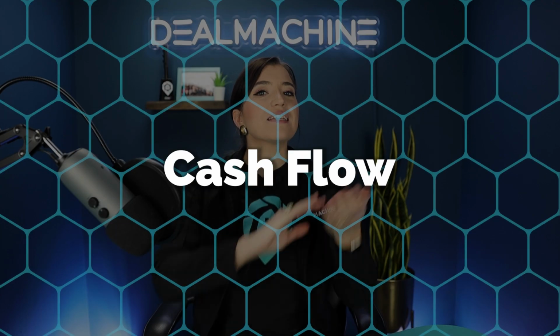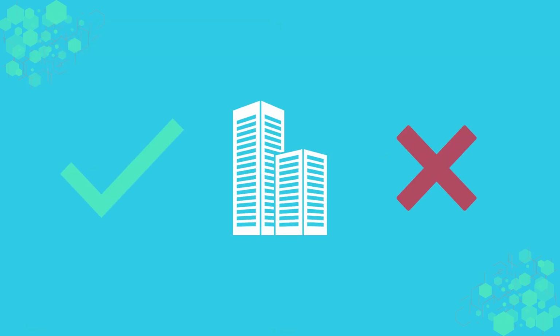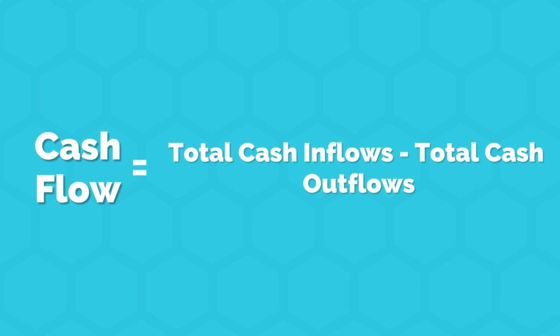And number 8 is cash flow. Cash flow is one of the most important real estate investor metrics because it measures how well your business is doing. Your cash flow is the net cash you have left at the end of the month after all your expenses have been paid, including debt services.